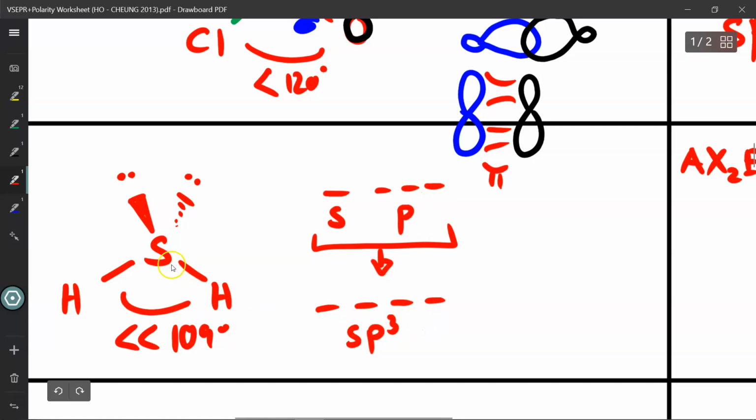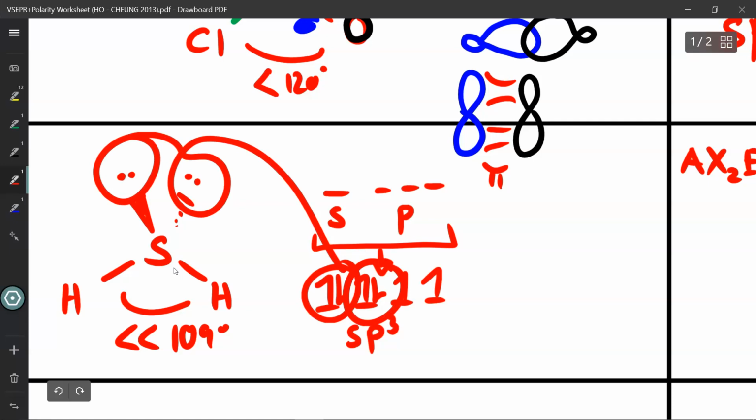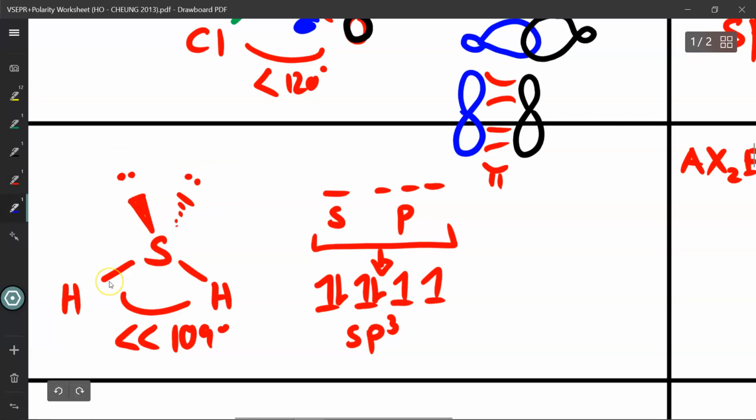Sulfur has 6 valence electrons, so we're going to fill it in: 1, 2, 3, 4, 5, and 6. And oh, look at that. Those are my 2 lone pair electrons, which leaves me room to bond onto my hydrogens. So again, sp3 hybridization matches up with my VSEPR diagram. Everything's good to go here.